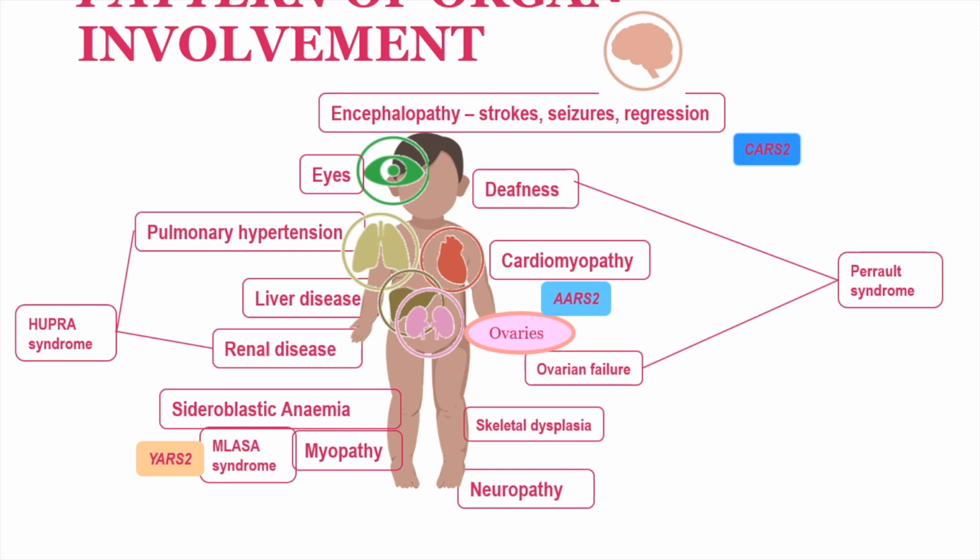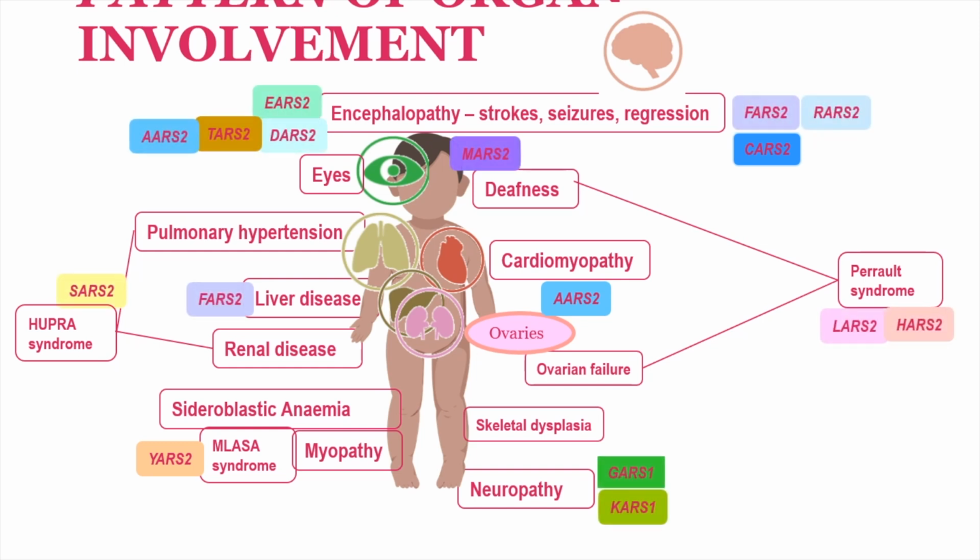Cardiomyopathy, we'll have eye involvement, we can have lung involvement, and this combination of lung and kidney involvement together. We can have liver disease, we can have anemia and myopathy. And again, you'll see these acronyms. Sometimes we see these acronyms that are named for some of these disorders, and we can see skeletal dysplasia and neuropathy.